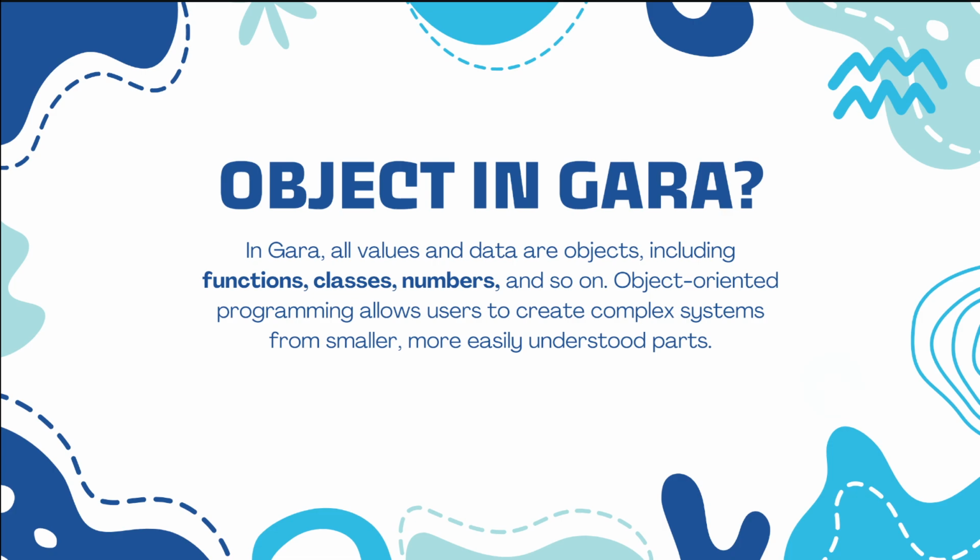One of Gara's design principles is that everything is an object, including functions, classes, numbers, and so on. And why does that matter? Because it allows us to apply the same logic across different data types. We can call methods on anything, and that makes the interpreter's design more consistent.